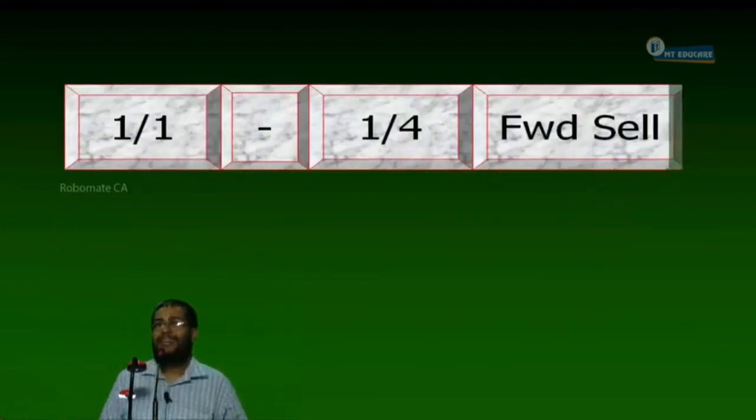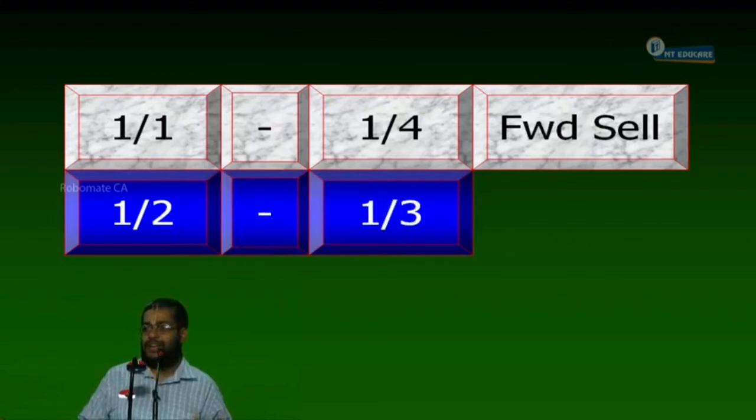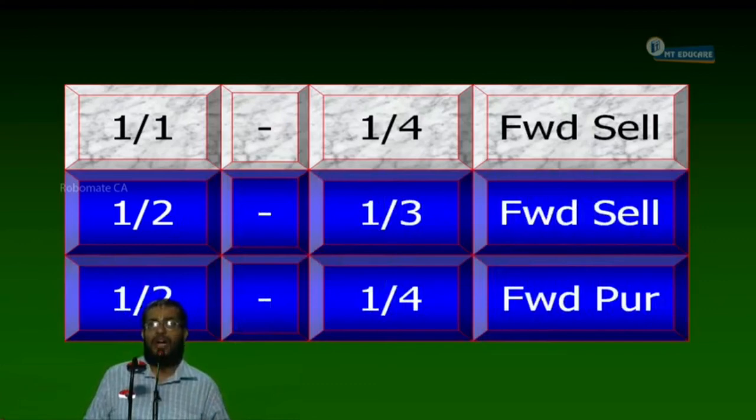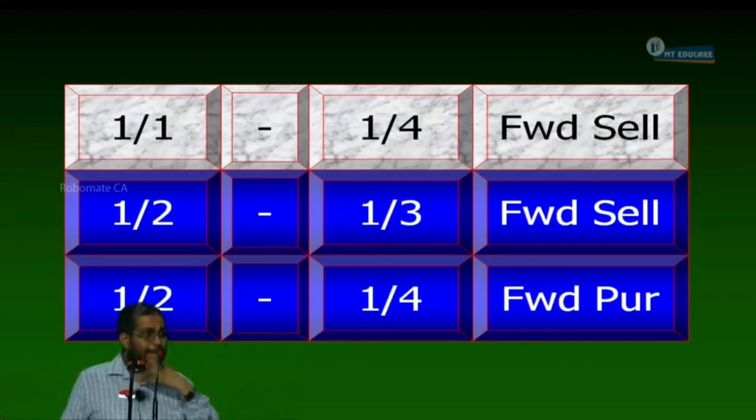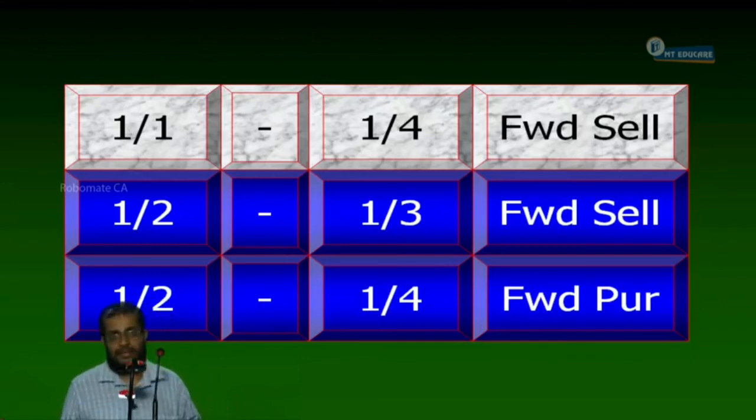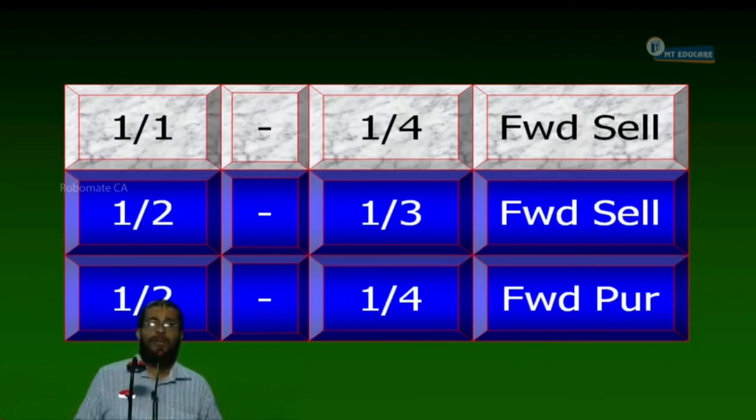Situation 2. Advancing forward sell yearly. 11 to 14 forward sell. 12 to 13 forward sell.